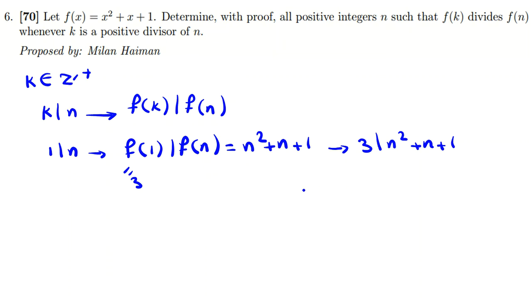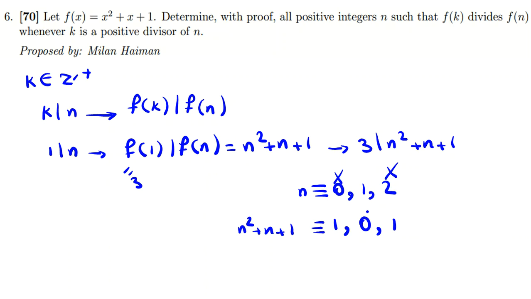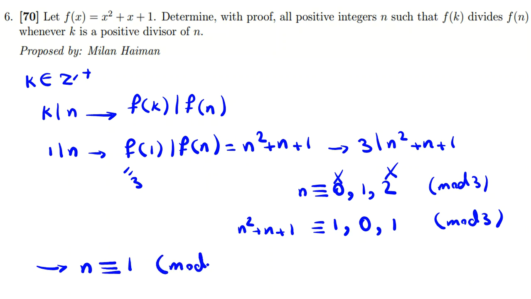Now, if I consider congruences, n mod 3 is 0, 1, or 2. And n squared plus n plus 1 mod 3 should be 0. For 0, it will be 1. For 1, it's 1 plus 1 plus 1, which is 0. For 2, it's 4 plus 2 plus 1, which is 7, so it will be 1. So that is bad. Only n congruent to 1 mod 3 is good. Here we found one necessary condition: n mod 3 should be 1.